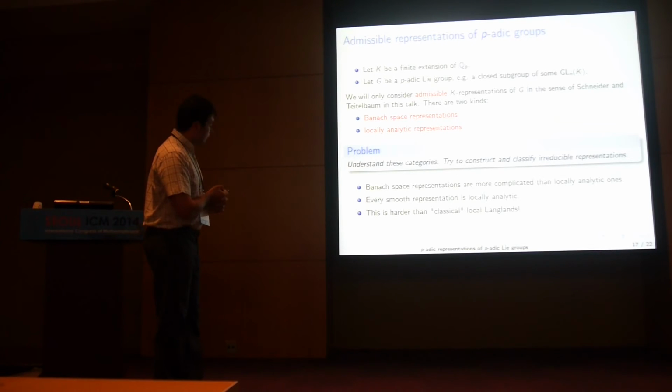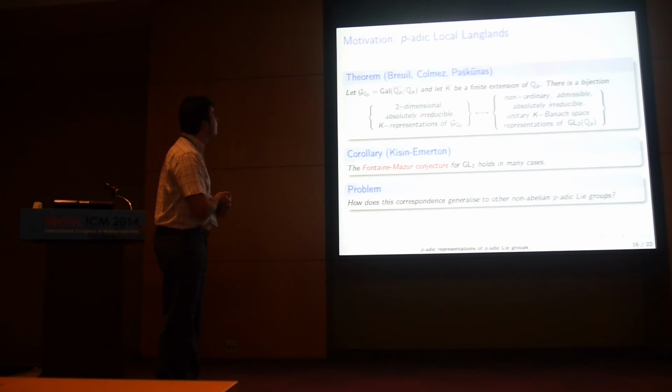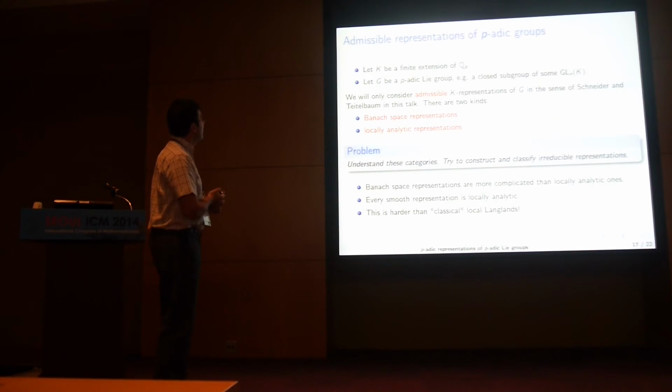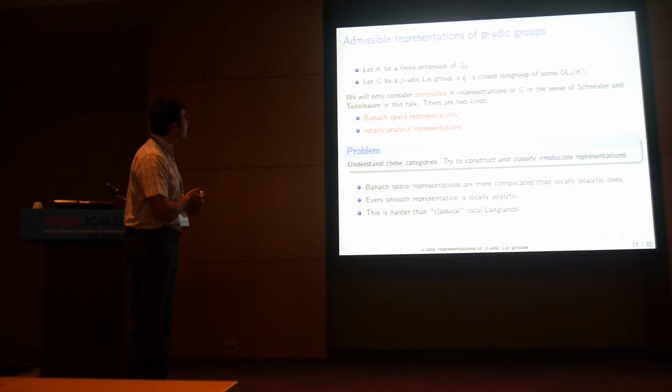Well, let me tell you more about this category here, very briefly. So now K will be a finite extension of QP, and G will be a p-adic Lie group, so some closed subgroup, in the p-adic topology, of GL_n(K). And I want to talk about admissible representations. I think I will give a sketch definition in the next slide.